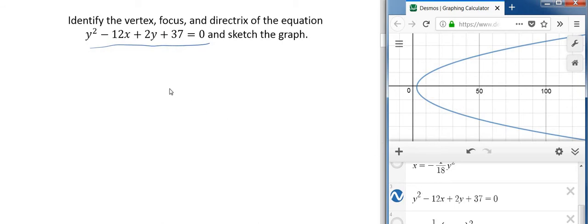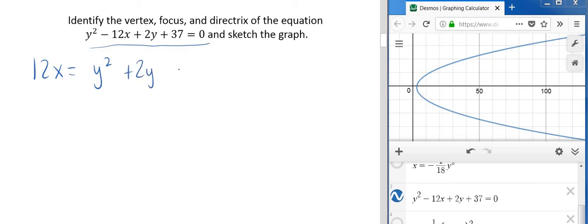So if you just had to match a graph or something, you don't even have to hardly think. Just type it in and match the graph. But let me show you what I do want you to be able to do on something like this. Let's turn this thing into our vertex form. All right. So let's make it match our standard equations. So this one's got the y squared. Let's rearrange it a little. I'm going to add 12x to the other side. So 12x equals y squared plus 2y plus 37. Because we've got x equals stuff, right, if we want to make it match our normal equation. So all I did was add 12x to the other side.